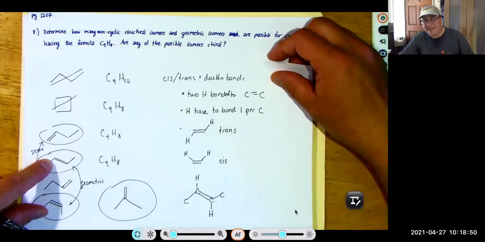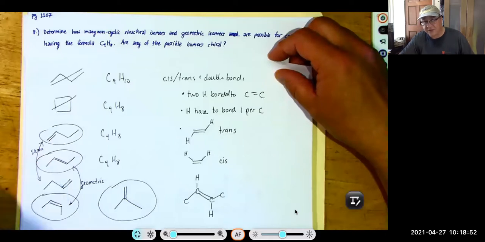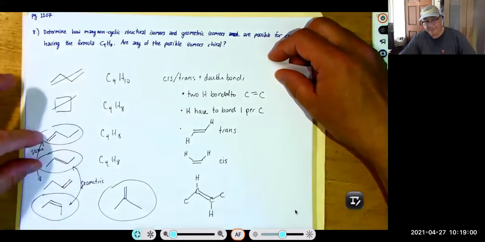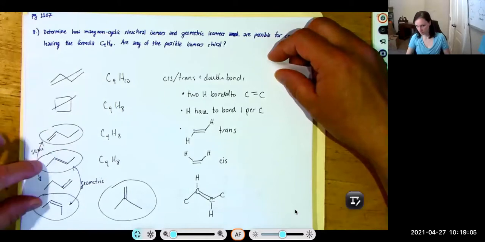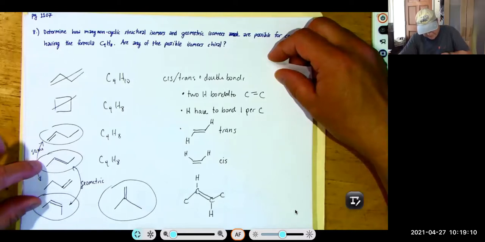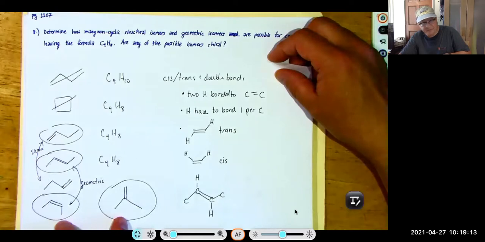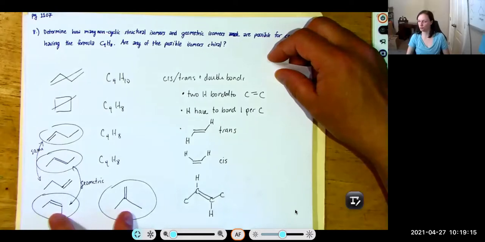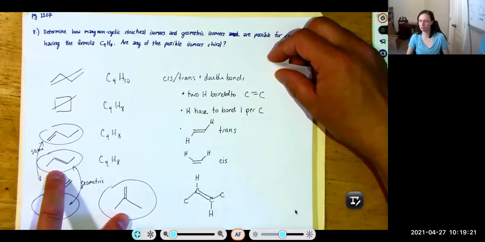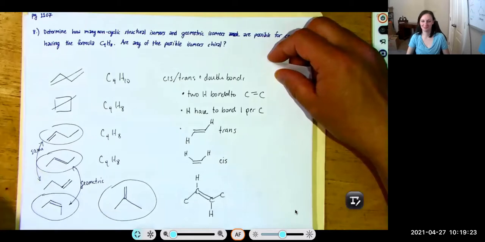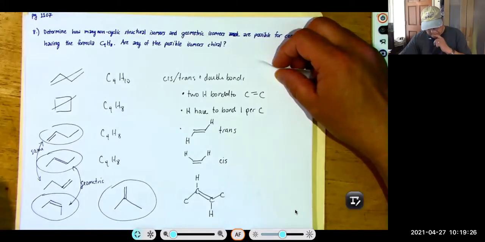Okay. So probably the best thing to do when you're thinking about structural and geometric isomers is think about pairs. Here's a pair. Is it structural or geometric? So how about this pair? Structural. How about this pair? Geometric. Yep. How about this pair? Structural. Yep. How about this pair? Structural. That's right. Okay. That's it.